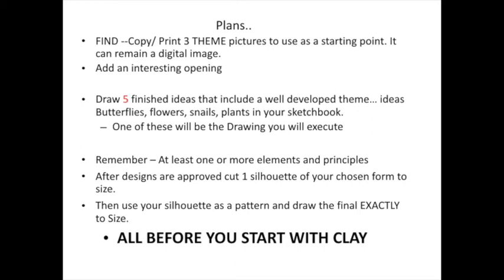After your design is approved, or that first set of 5 images, then you're going to cut one silhouette of the outside shape of your chosen form to size, okay? And then you're going to use that silhouette as a pattern to draw the final project exactly to size. So you're going to take your outside silhouette, you're going to put it down, you're going to trace it, and then you're going to draw on to your project exactly what you want to make. This is all going to be done before you start with clay.